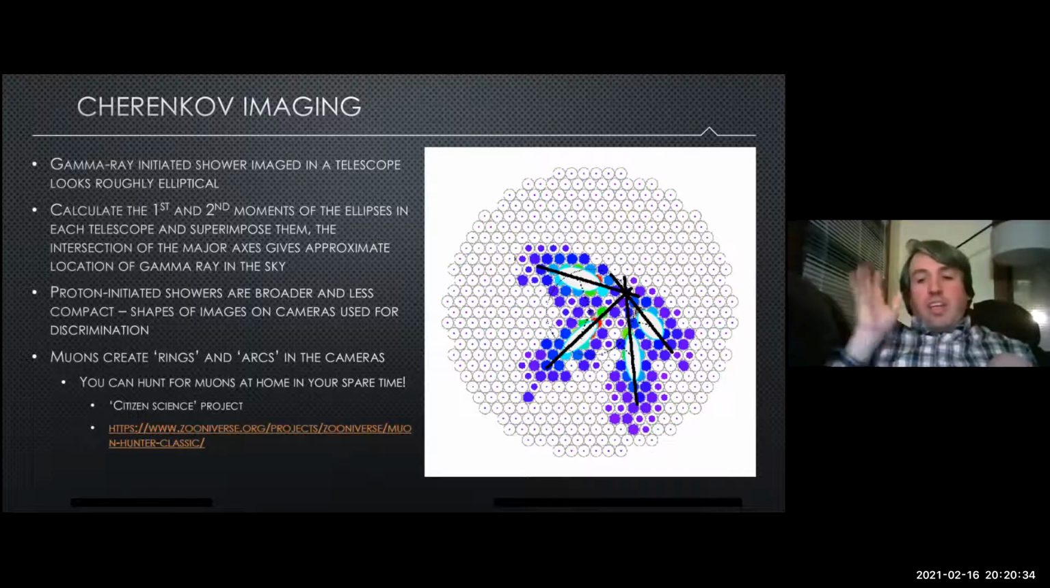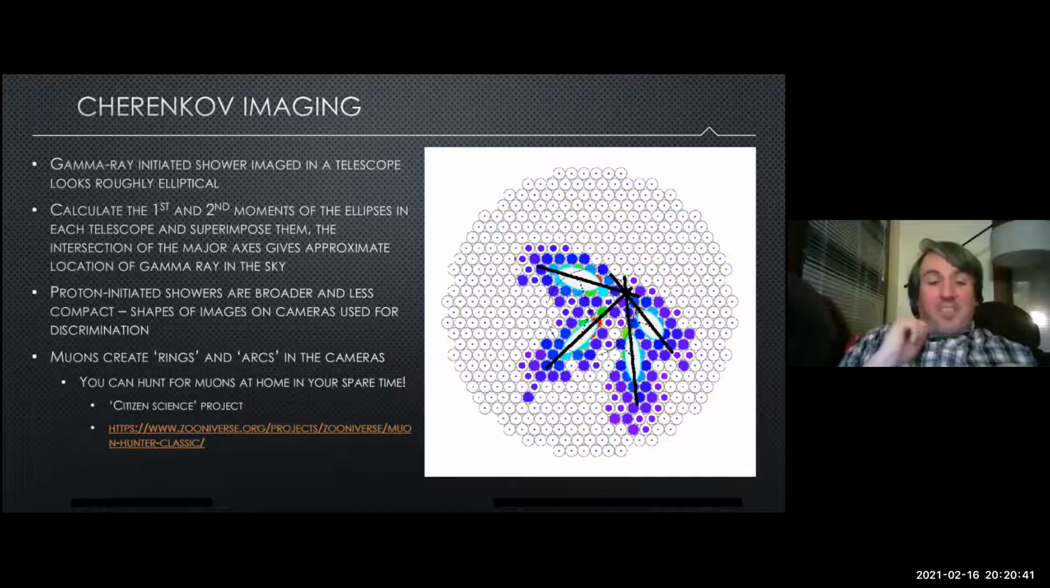And so you talked about backgrounds for us. If you want to help, VERITAS actually has a citizen science project called Zooniverse.